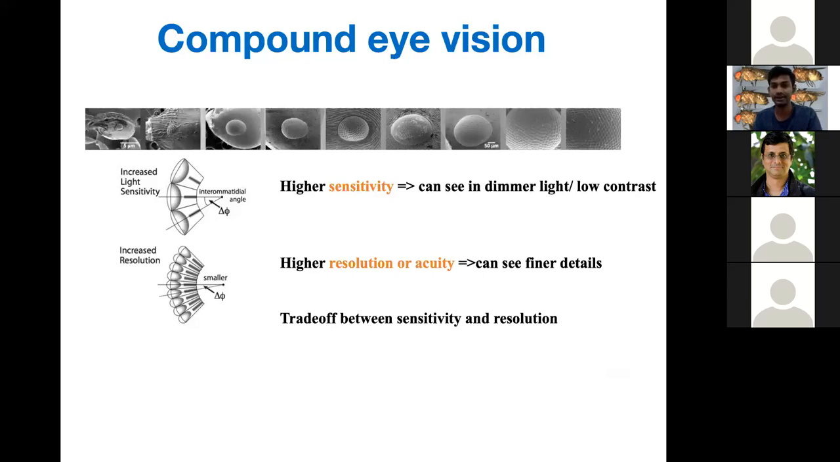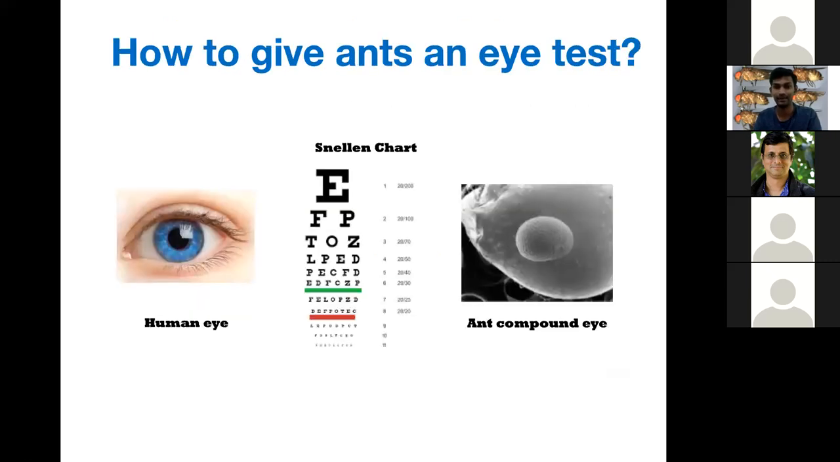And typically there's a trade-off between these two, sensitivity and resolution. If one increases, the other tends to decrease. But if you have bigger eyes, you can have some areas with better resolution and some areas with better sensitivity, for example. But if you have a really small eye, what exactly happens? How do they cope with that?